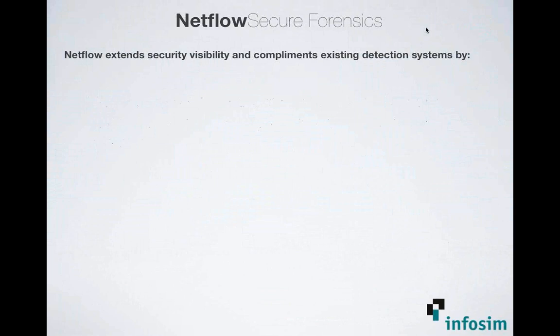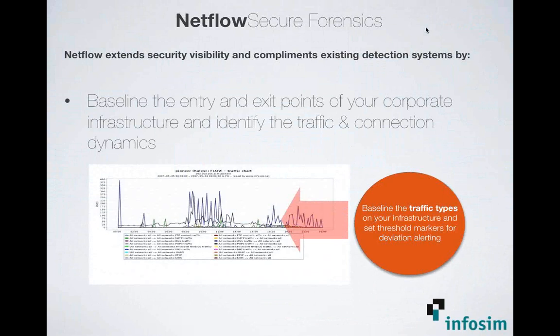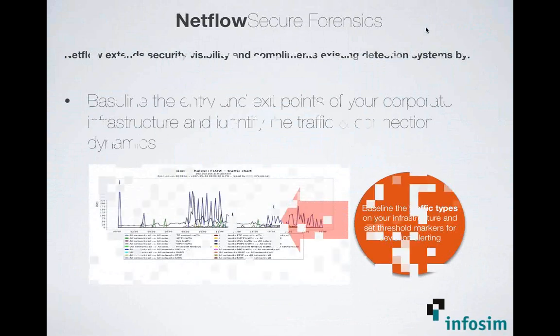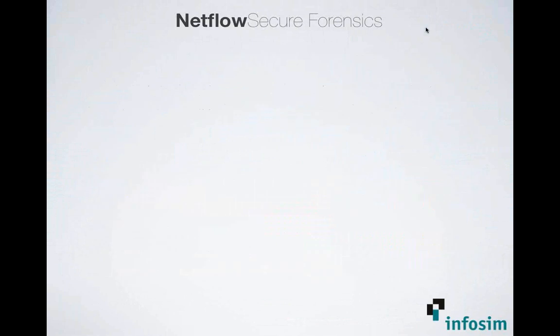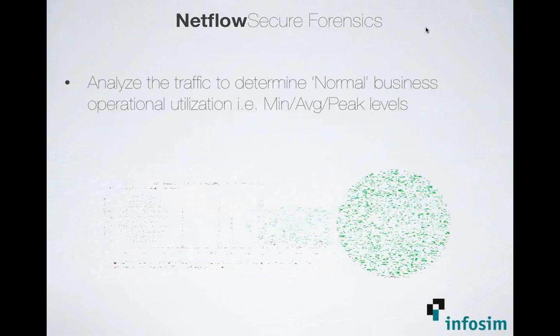Baseline the entry and exit points of your corporate infrastructure and identify the traffic and connection dynamics. So really start to understand what types of traffic and connections occur on a particular entry point into your network or exit point. Then analyze the traffic to determine the normal business operation or utilization. So what are the minimum, average and peak levels?